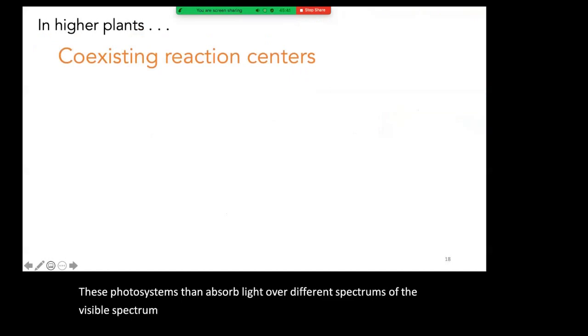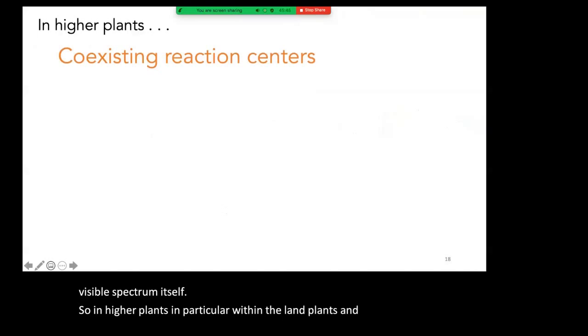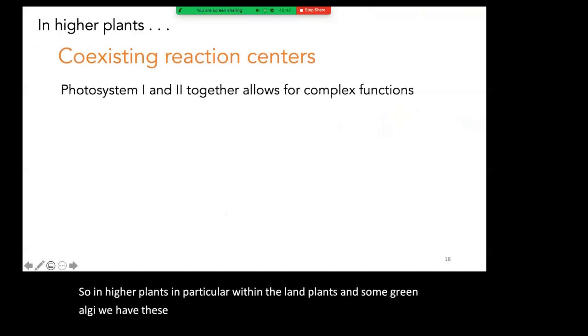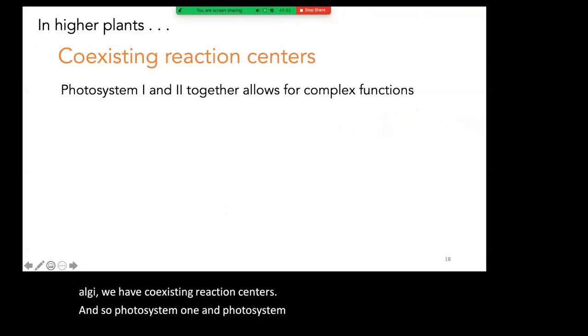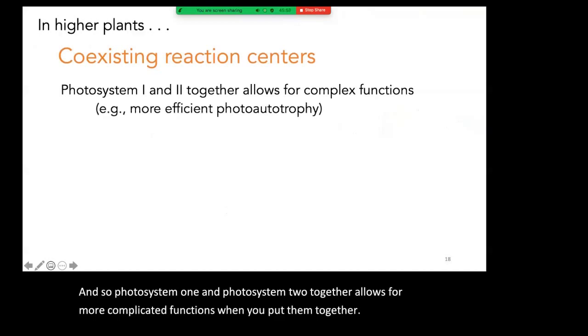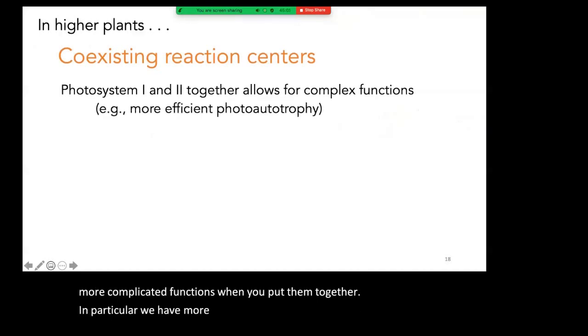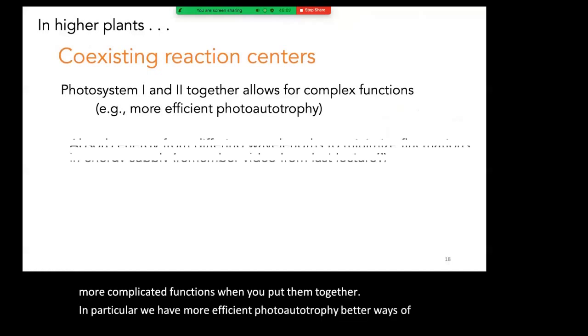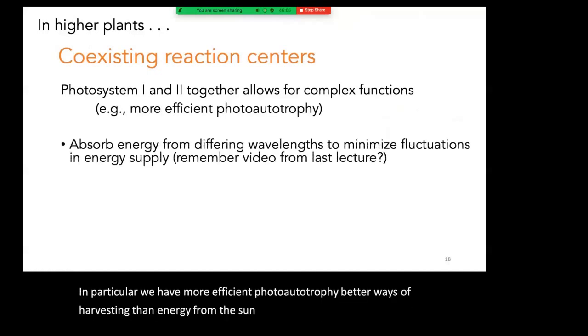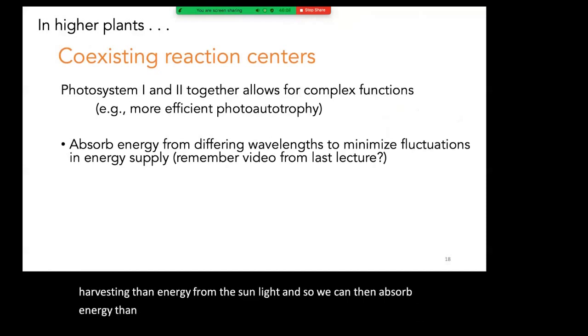Okay. So in higher plants, in particular within the land plants and some green algae, we have these coexisting reaction centers. And so photosystem 1 and photosystem 2 together allow for more complicated functions when you put them together. In particular, we have more efficient photoautotrophy, better ways of harvesting energy from the sunlight. And so we can absorb energy from different wavelengths in order to minimize fluctuation in energy supply. So remember that video from the last lecture? This is where this comes in.